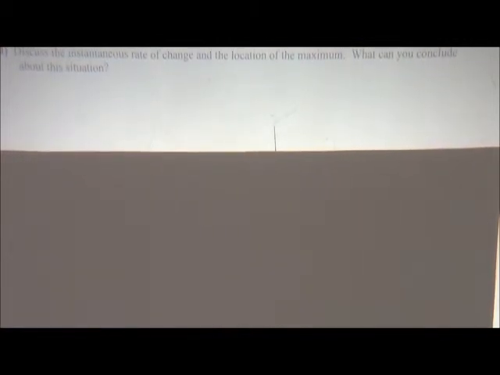Okay, so on the reverse side of that page, we want to look at the instantaneous rate of change, or what our estimate is, and the location of the maximum. What do you notice about that instantaneous rate of change at that maximum? The slope is 0, so you can say that because the slope is 0, the maximum point of the parabola was 2.